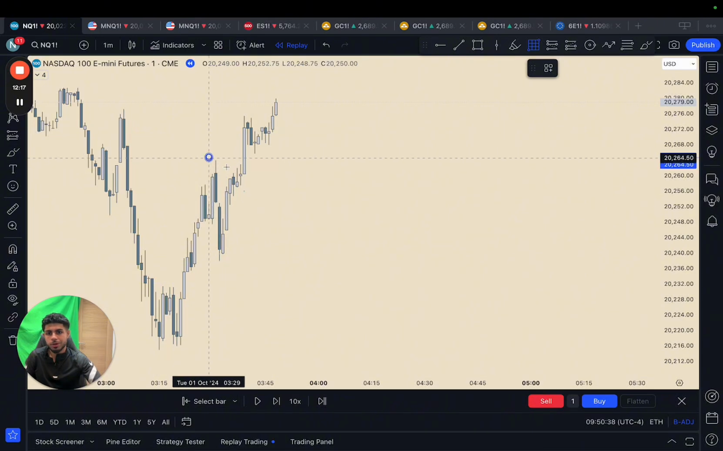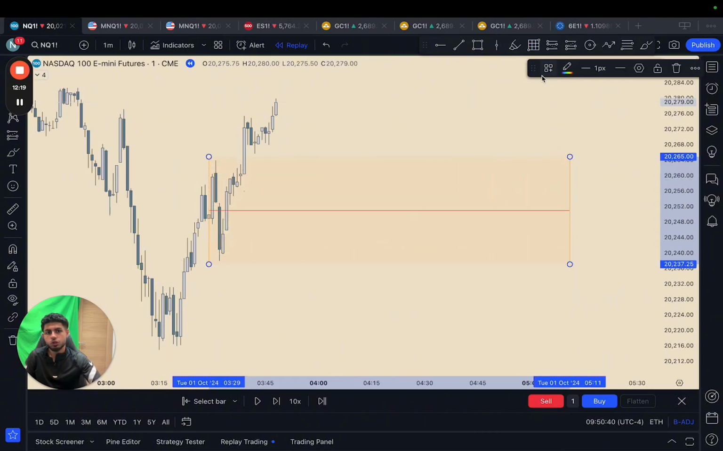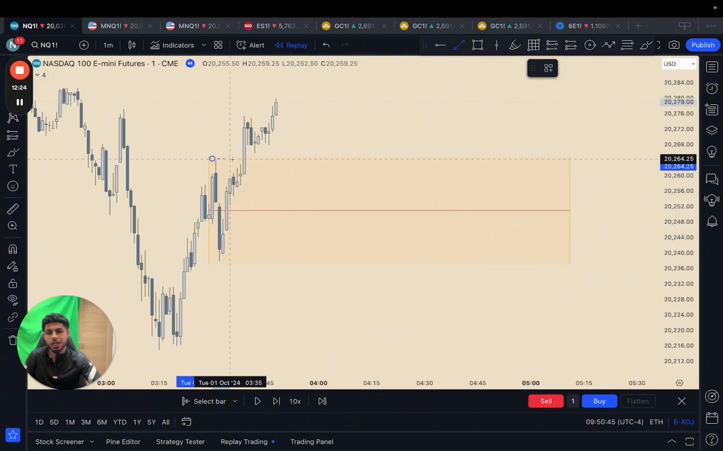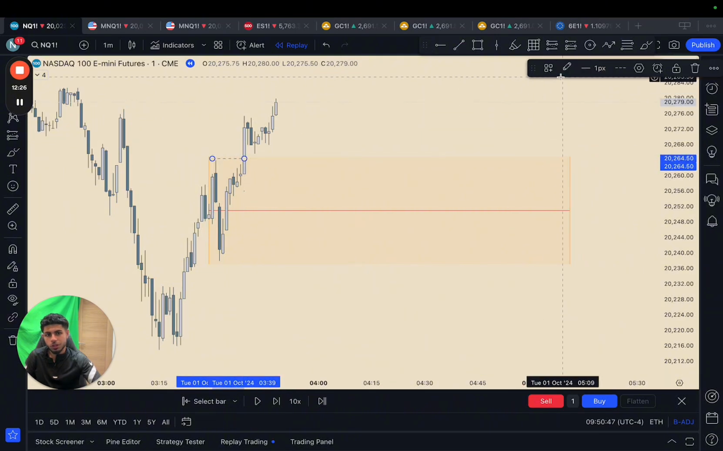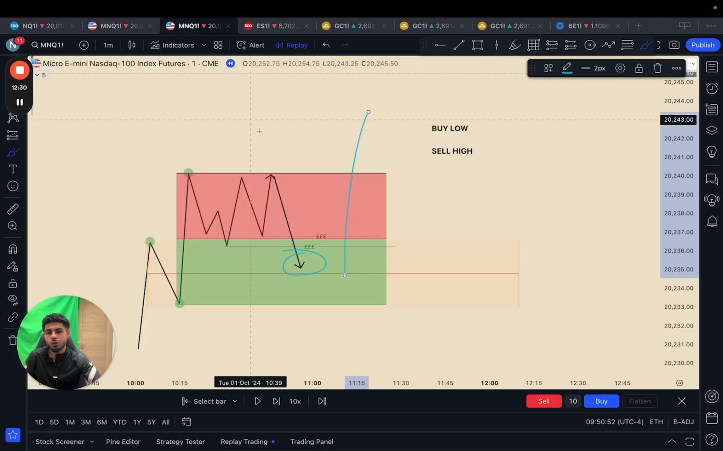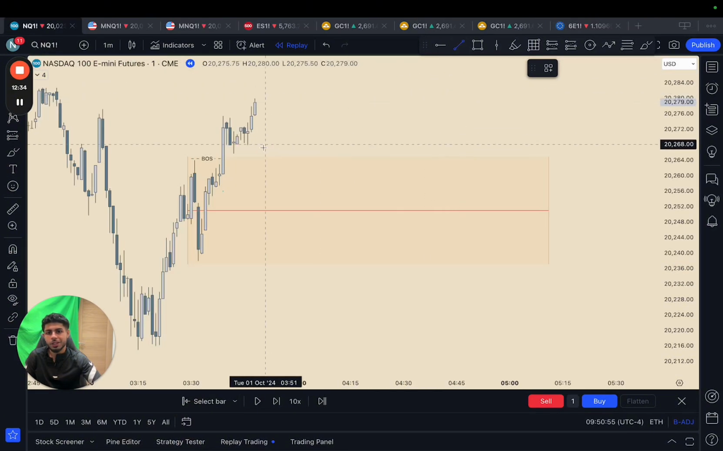We have a break of structure here to the upside, between this high and where we candle closed above it. Okay, now what do we need? We need liquidity. We need inducement above this zone. We need to fake people out.